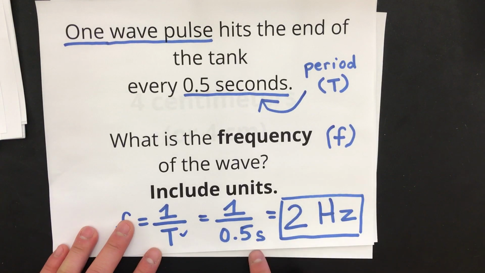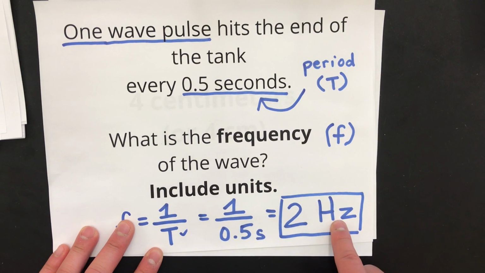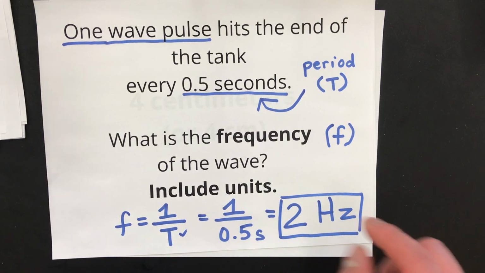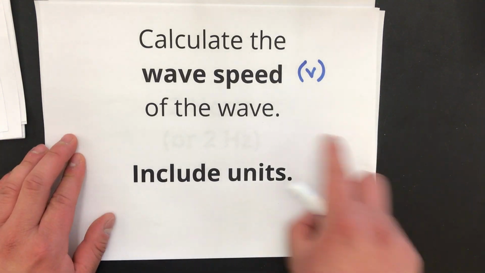You'll notice that I put second right here. Remember, 1 pulse per second is the same thing as hertz. Okay? All right, so again, the answer is 2 hertz. You can also write it like this. Next question. The next question is calculate the wave speed of the wave.